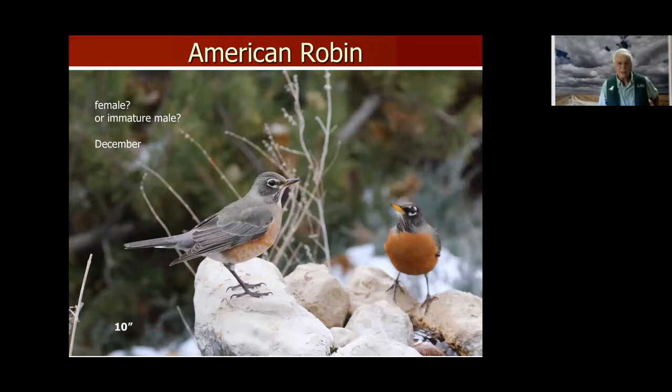Not necessarily. When those juveniles molt into their first plumage, whether it's a male or a female, they look like females. So this picture, which was taken in December, I'm afraid I couldn't tell you whether that's a female or if it's just one of those juveniles that's molted into his first winter plumage. So keep that in mind. That dimorphic distinction occurs primarily during the breeding season.